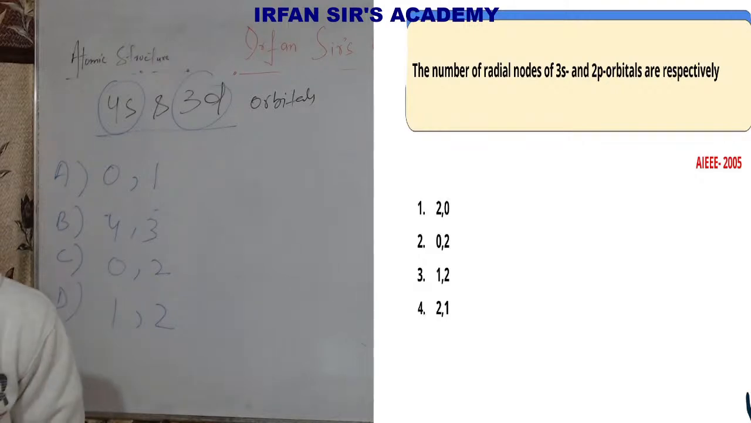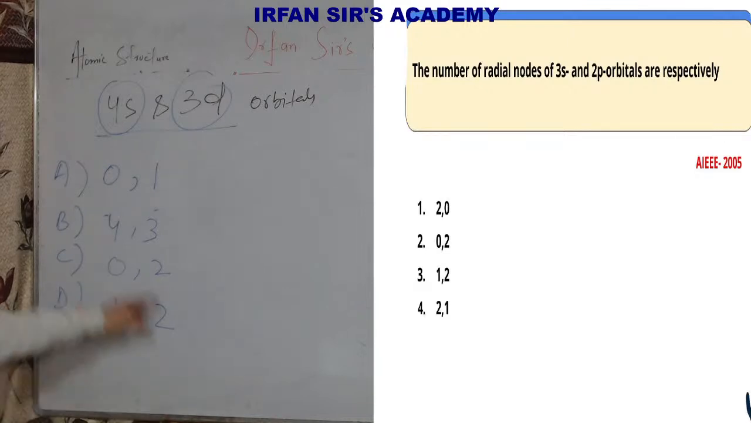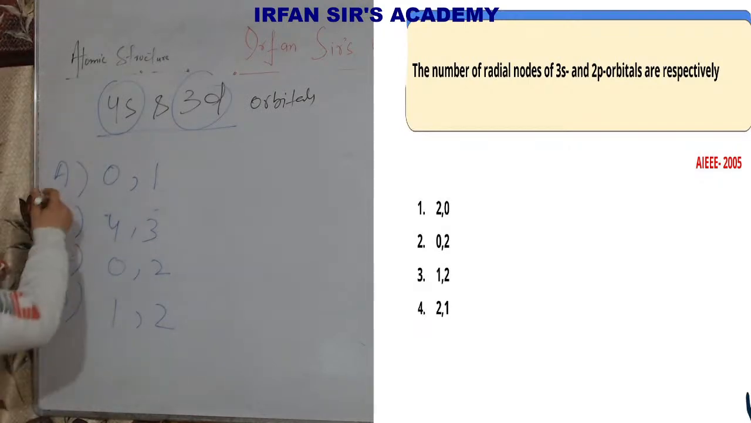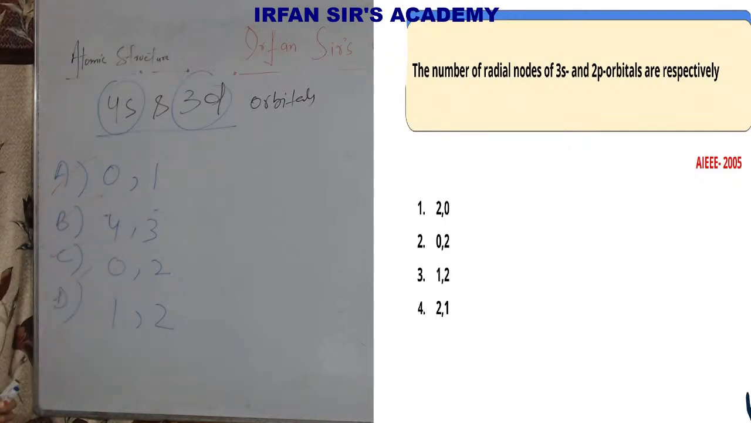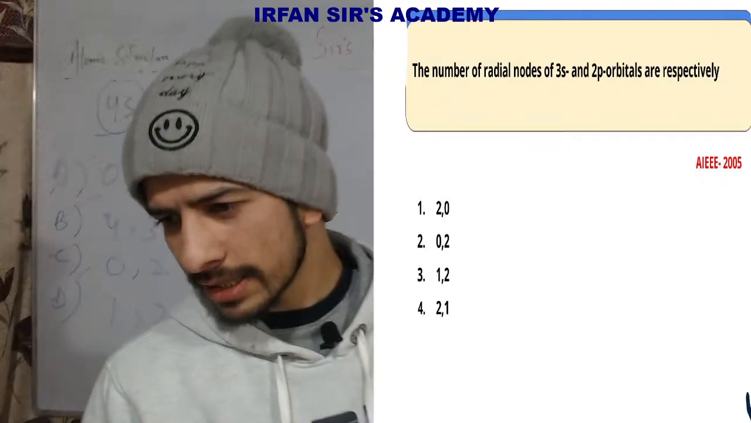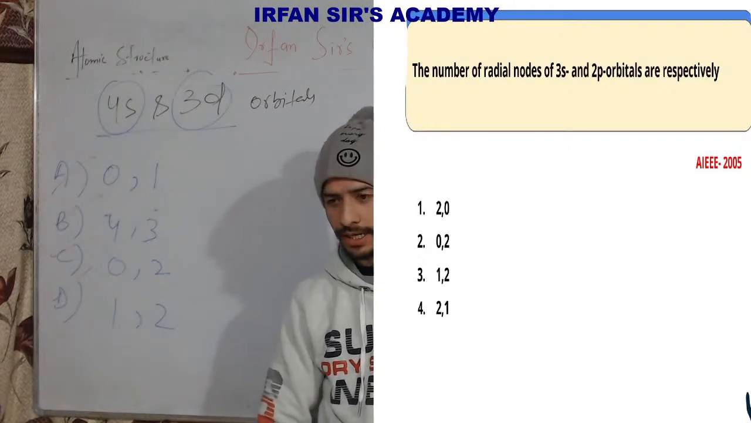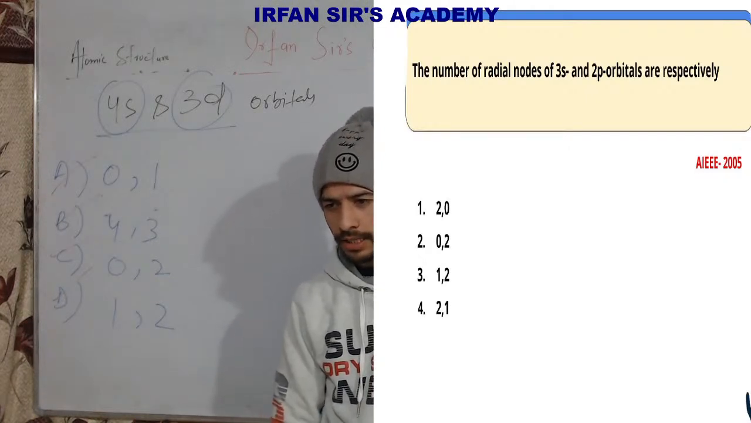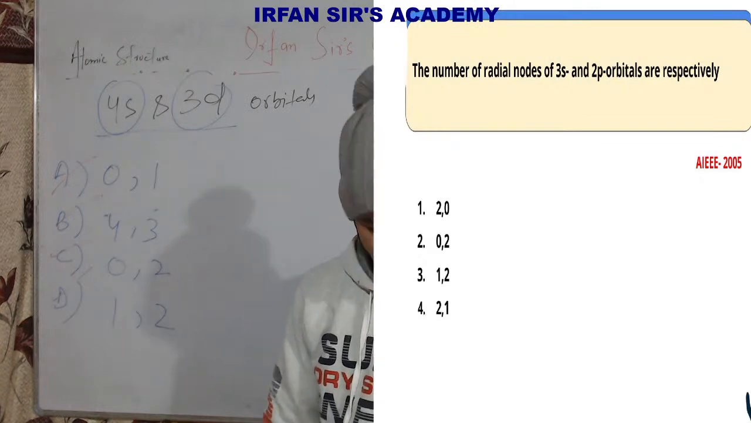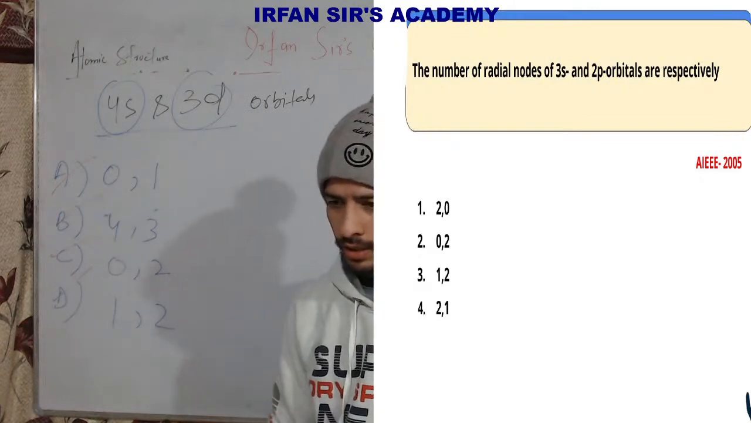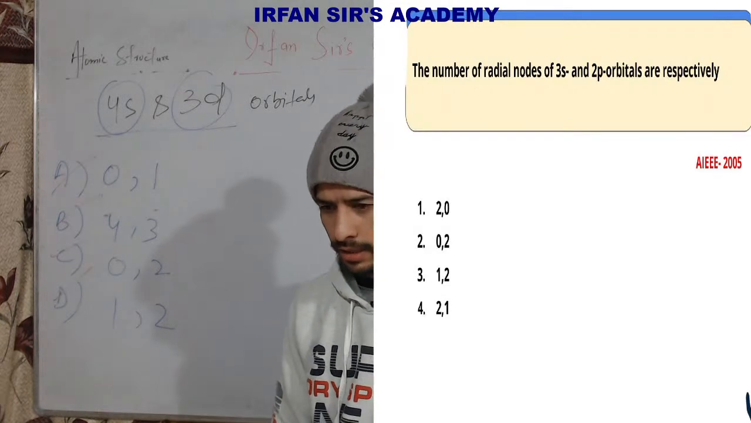Hafsa says 3, 0. No option is matching 3, 0. Hafsa says 3, 1. That's a wrong answer. I'm giving these types of options: option A, B, C, D. What's the right answer? Tell me fast.